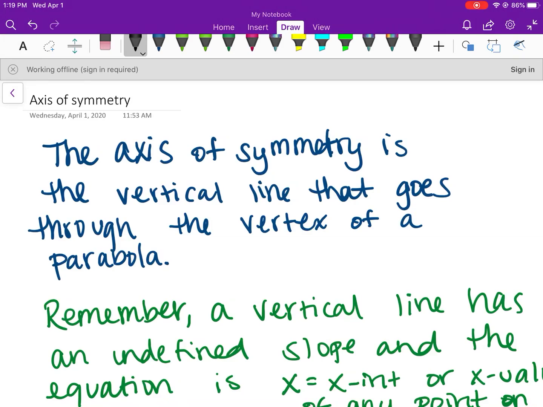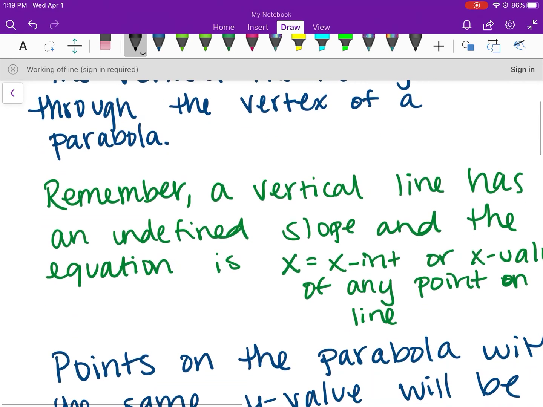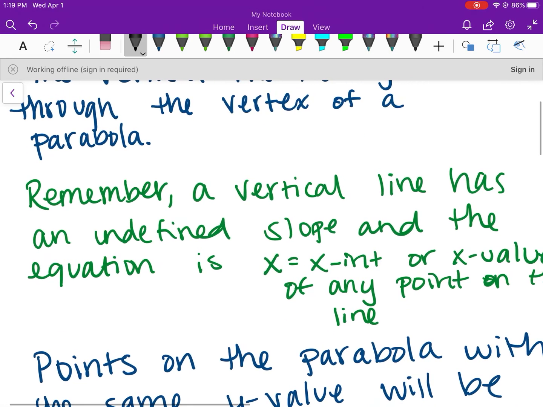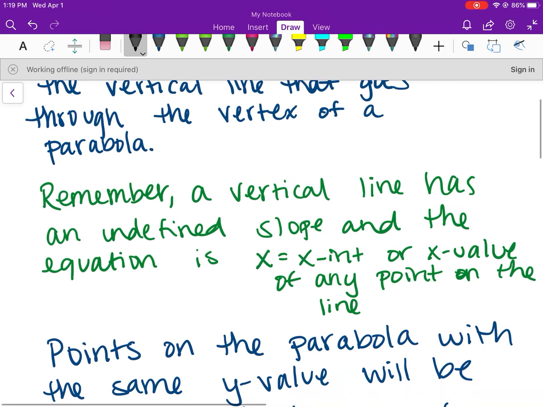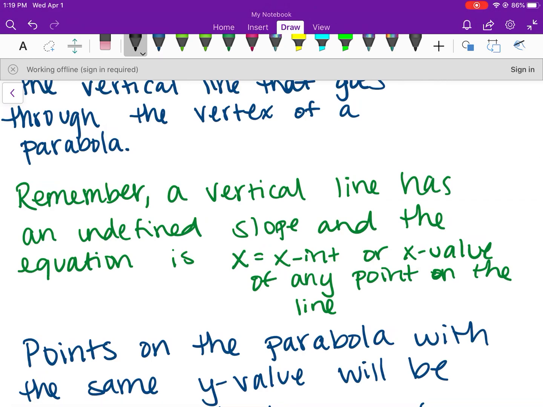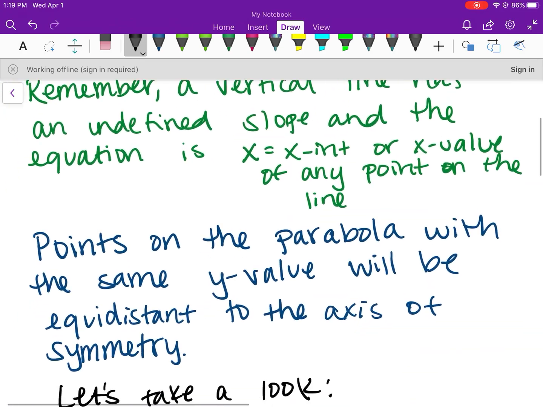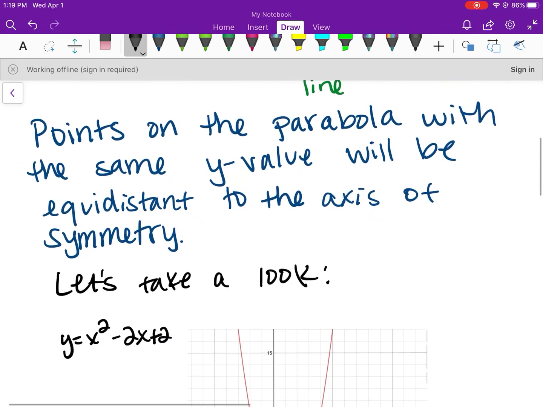In this video, we're going to talk about the axis of symmetry in quadratic functions. The axis of symmetry is the vertical line that goes through the vertex of a parabola. Remember, a vertical line has an undefined slope, and the equation is x equals the x value of any point on the line. Points on the parabola with the same y value will be equidistant to the axis of symmetry.